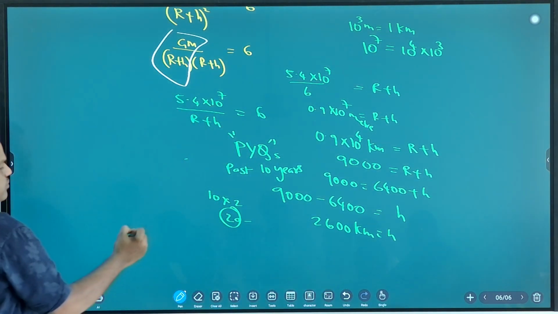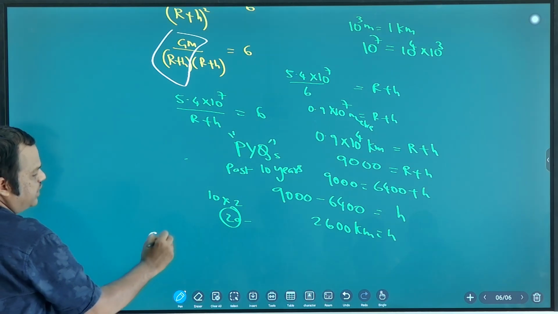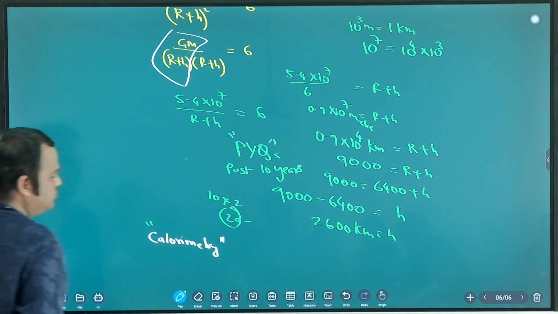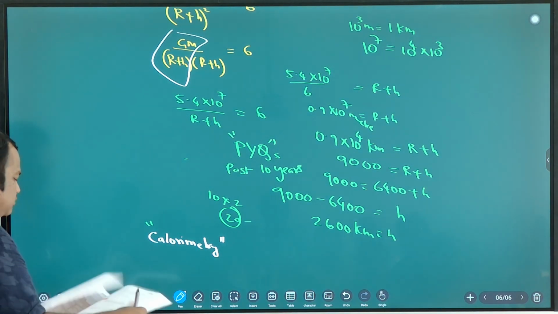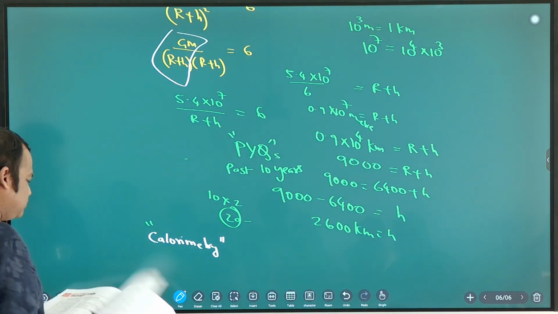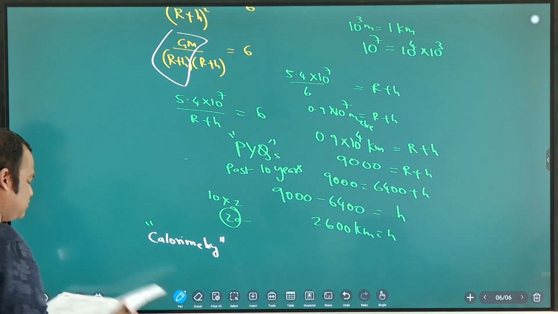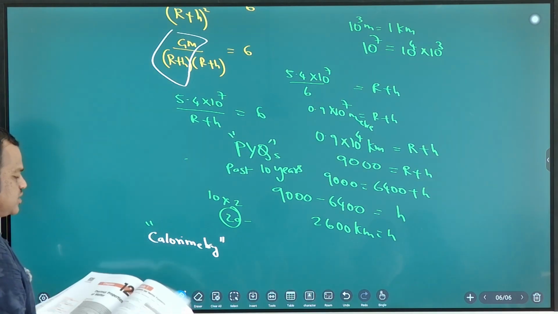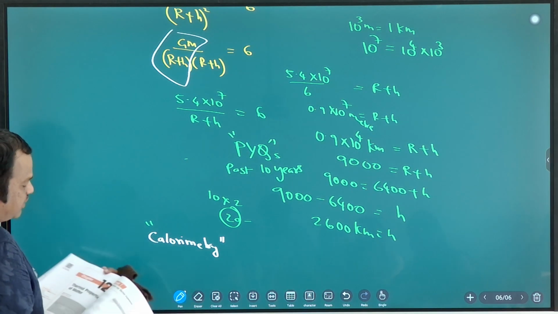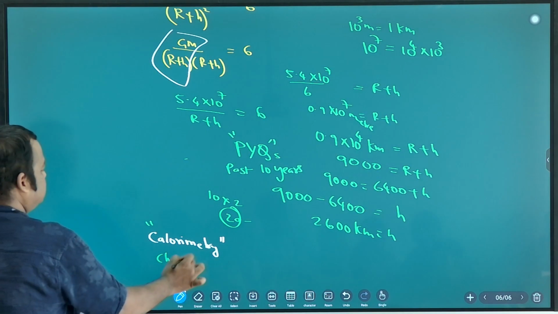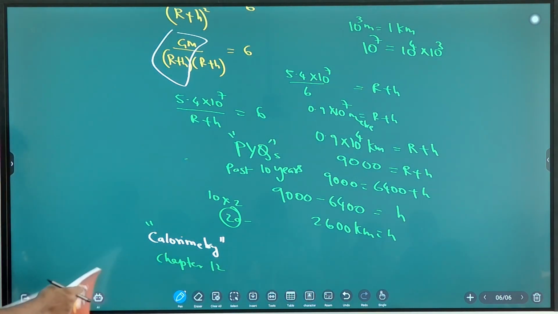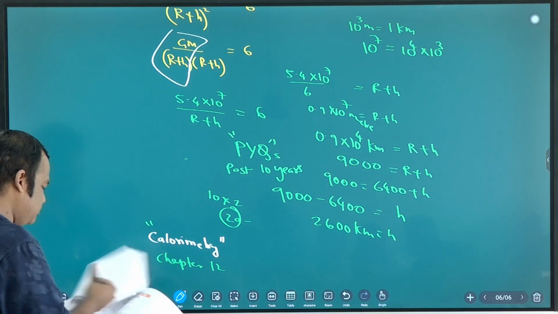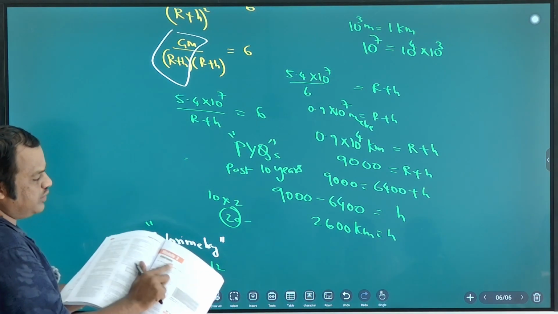I just derived. After the break, we'll do calorimetry. Okay, calorimetry, note down. The thermal properties of matter. Okay, chapter 12. Module 2, calorimetry. Okay, module 2.